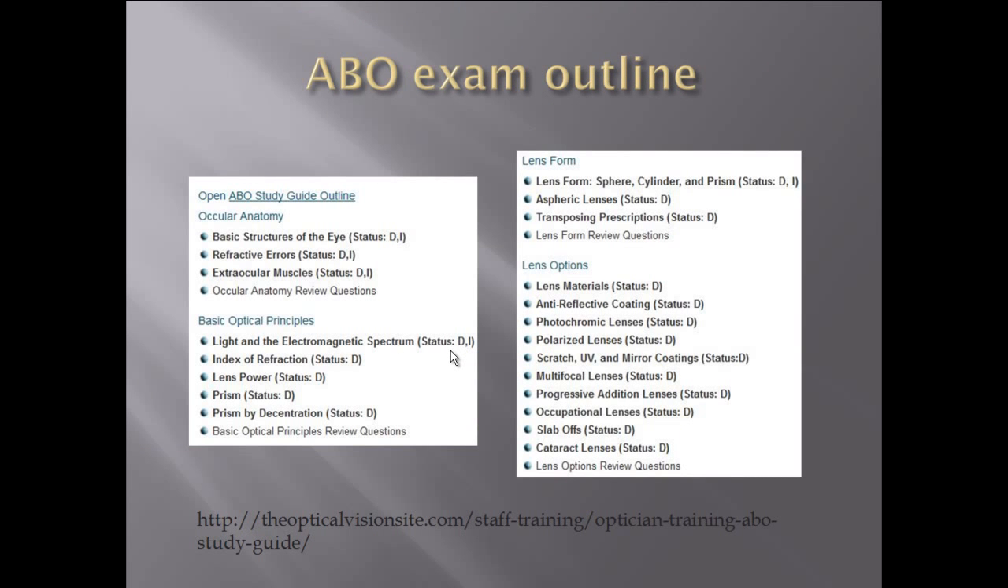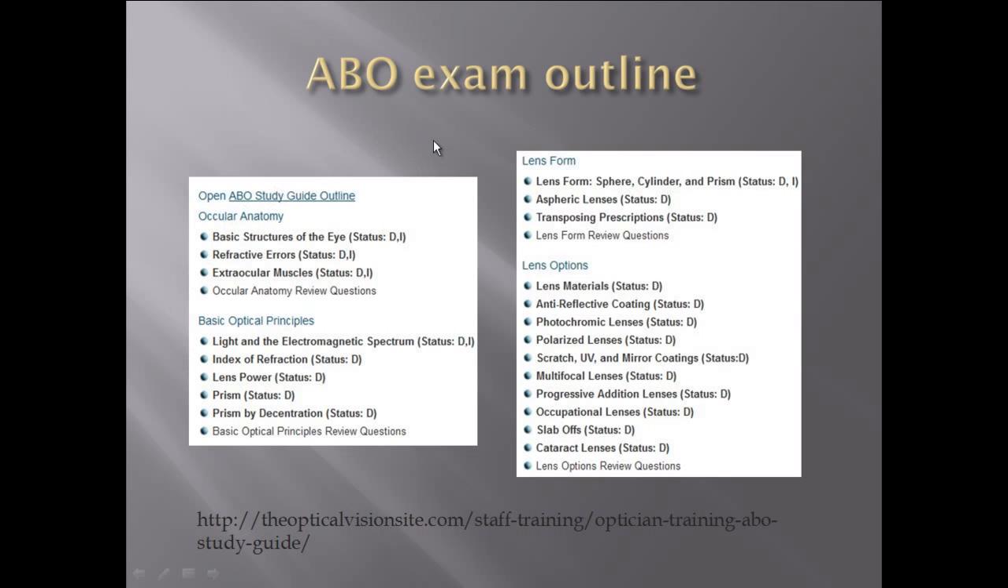So I just wanted to give you an idea of the outline of the ABO exam. These are all covered in the Brooks and Bush book that I'm going to be talking to you about. Starting with the first lesson, we have different areas of study. The first covers ocular anatomy, with some basic structures of the eye and knowledge of the basics of the eye. Then we have some optical principles with some basic formulas such as the electromagnetic spectrum and index of refraction.